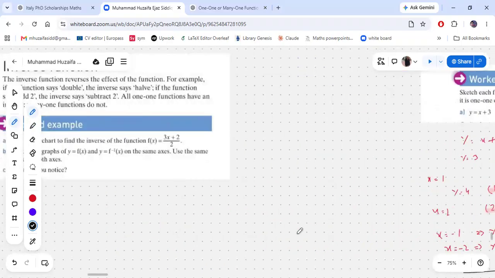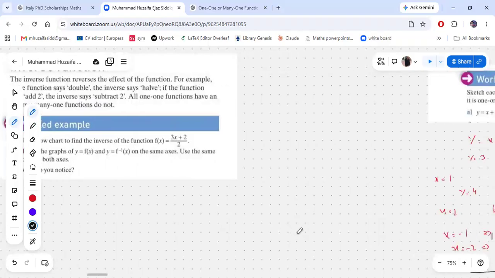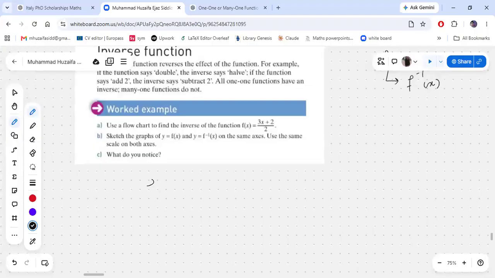So now we are moving to the inverse of functions. As we already discussed in previous sections, we write f of x, and now we want to find the f inverse of a function. In simple language, the inverse function is the reciprocal function. So how do we find it? Look here. Our function f of x is equal to 3x plus 2. Use a flowchart to find the inverse of the function.